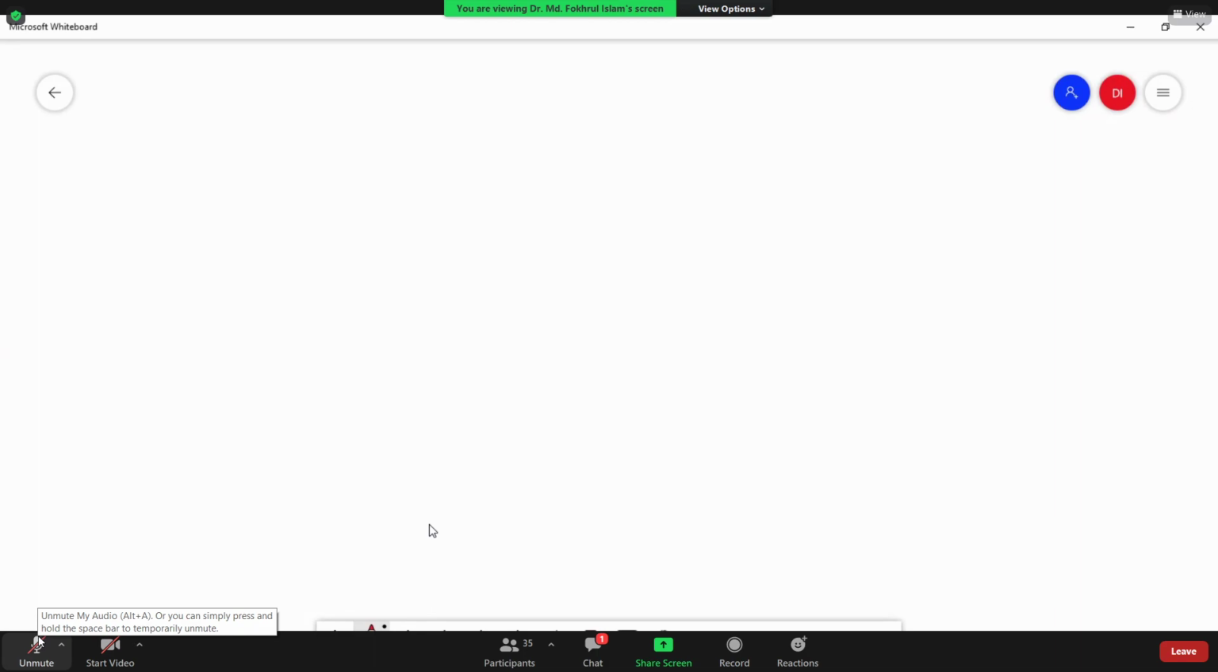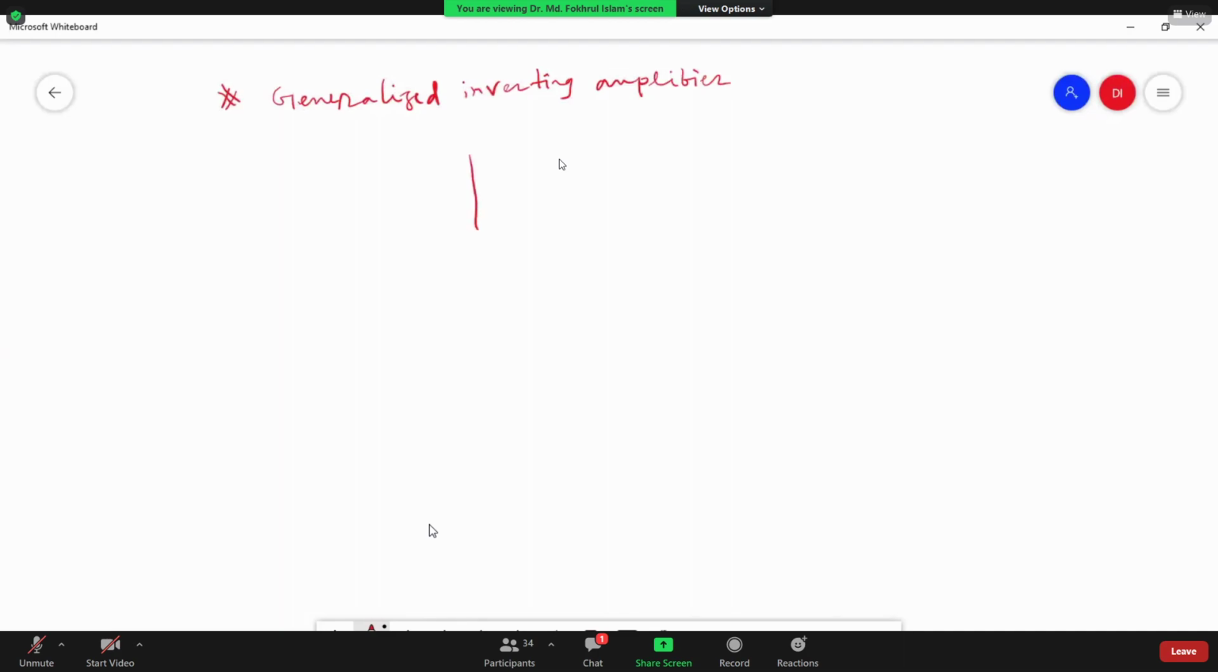Okay, there are a lot of other applications of the operational amplifier. Let us consider a generalized inverting amplifier. We have discussed the inverting amplifier earlier. What is a generalized inverting amplifier? We can draw an inverting amplifier like this one.